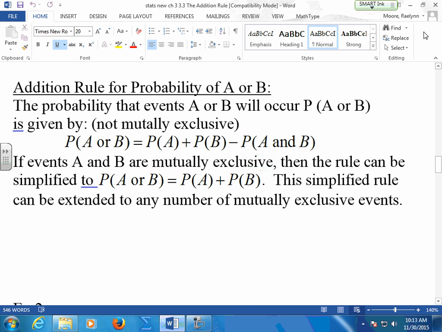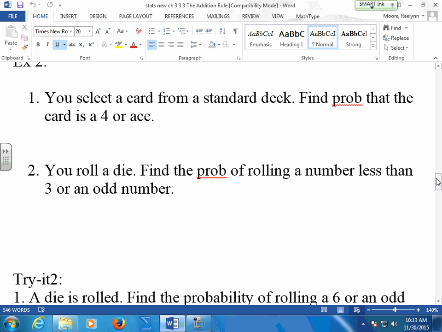So we'll take a look at this. You select a card from a deck. Find the probability that the one card that you get is a 4 or an ace. You're only pulling out one card, a 4 or an ace. Okay. So how many 4s? Are these mutually exclusive? Can you pull out a 4 and an ace at the same time? Can that 4 also be an ace? No. So what we're saying is then that it is the probability of a 4 plus the probability of an ace.